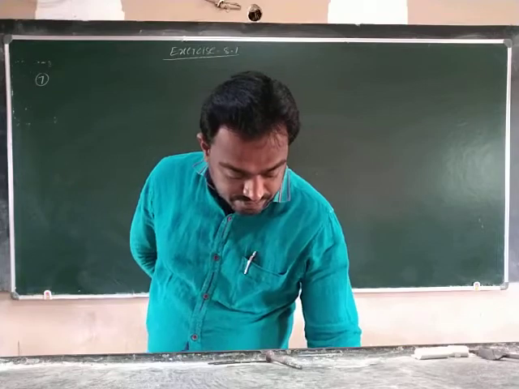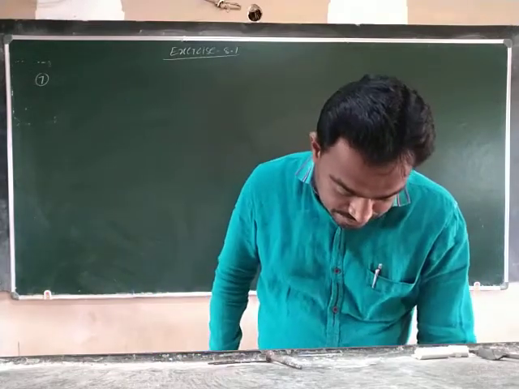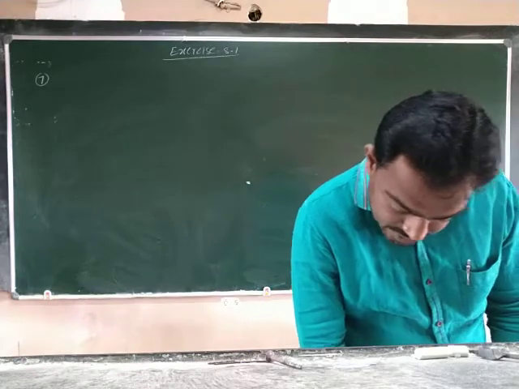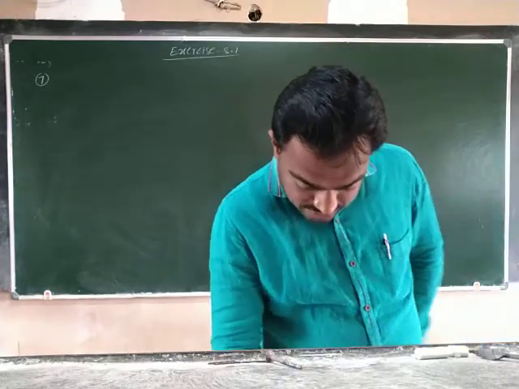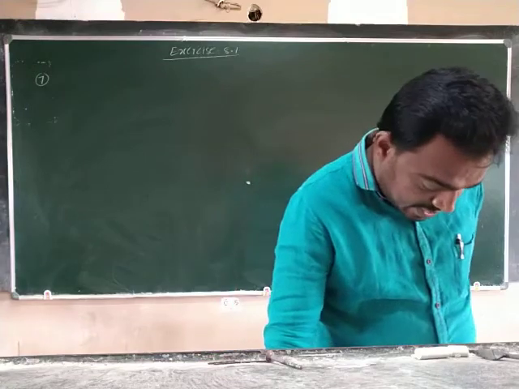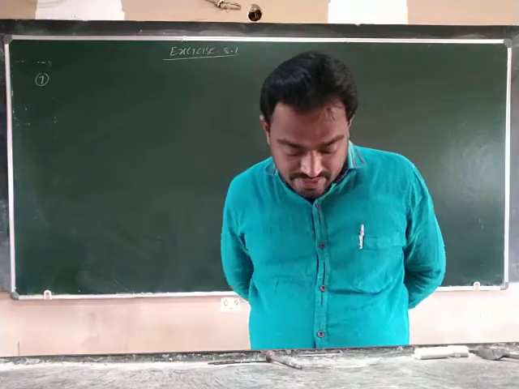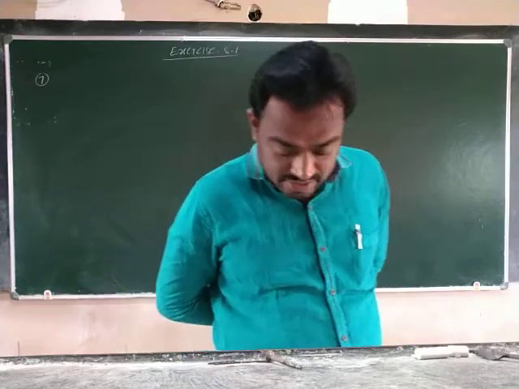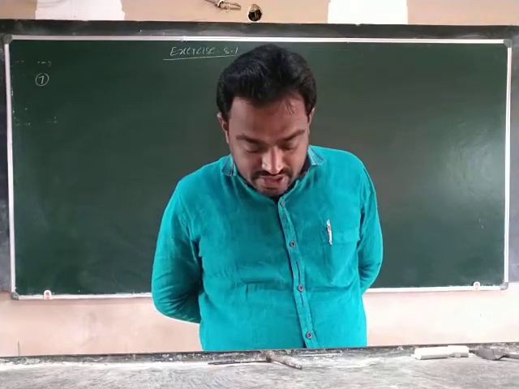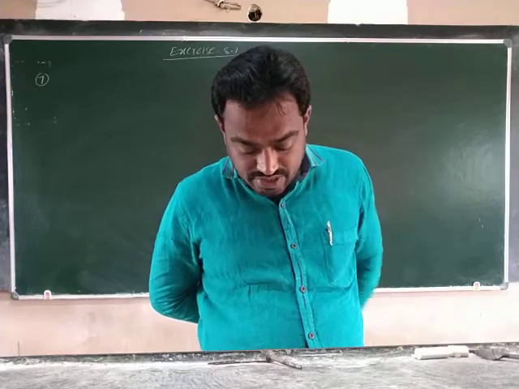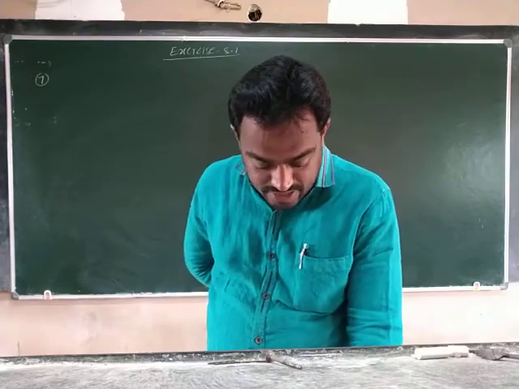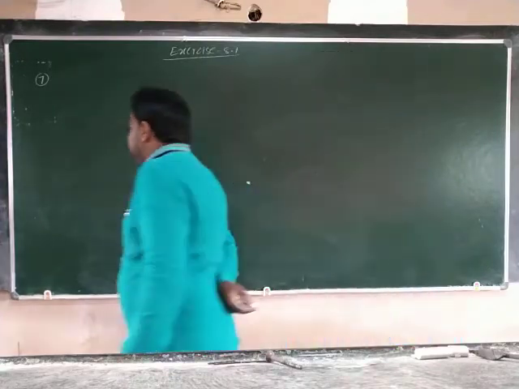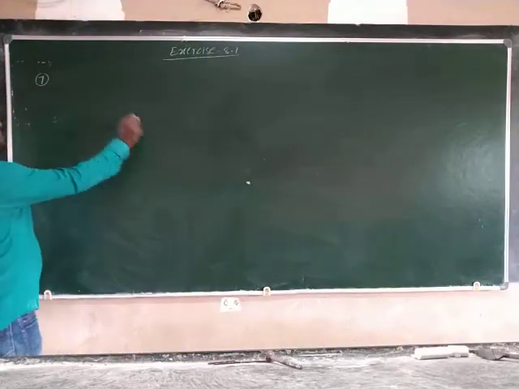7th question: find the area of the smaller part of the circle x square plus y square equal to a square, cut off by the line x is equal to a by root 2. In the new textbook some printing is not there, so you correct that. What is the given circle?